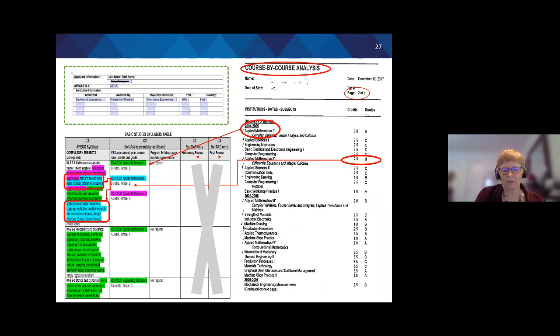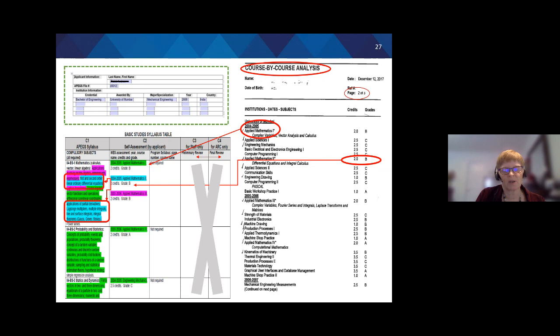If you haven't already got your course by course assessment, this is what it's going to look like. There is a listing of all the courses that you've taken by year and institution. It lists the title of the course and then the Canadian equivalent credit units and the Canadian equivalent grade. So you're going to take this information and put it into the self-assessment in these two columns. The first column on the left-hand side is the subject areas of the syllabus, and there's a description of the content for each subject area.